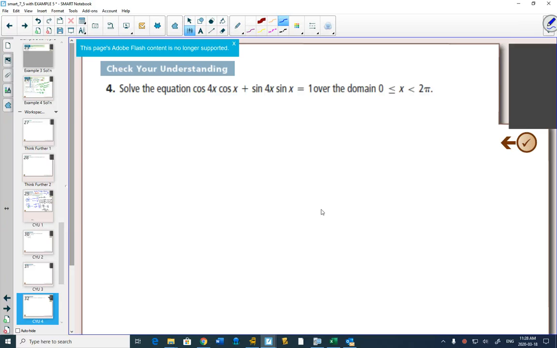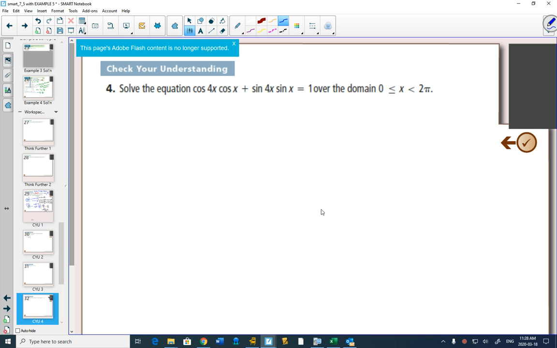It's a solve equation. So we need to get x by itself in the end. Now, when you start to solve an equation like this, cos 4x cos x plus sine 4x sine x equals 1, this is where that mostly memorized strategy comes in, because you have to recognize that the left side of that equation looks like one of the formulas.